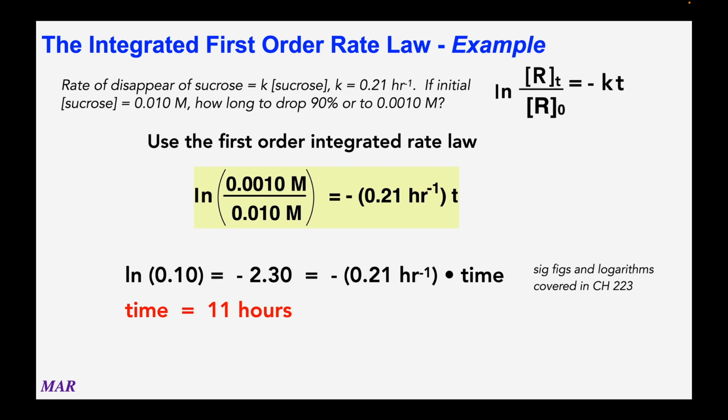And minus 2.30 equals minus kt. k is 0.21 inverse hours. Solve for the time. Time comes out to be 11 hours.